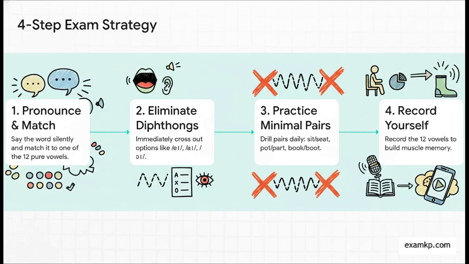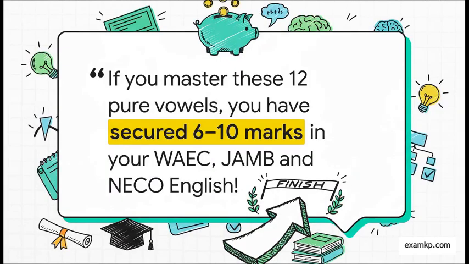3. Add home practice with minimal pairs, like sit and seat, to really sharpen your ear. And 4, and this one is key, record yourself. Hearing your own pronunciation is the absolute fastest way to build that muscle memory. So let's do a final review of the absolute core facts. Remember, there are just 12 pure vowels, 7 short, 5 long. Your secret weapon is recognizing that lazy schwa sound, and the number one trap you're going to avoid is mixing up the a and e sounds. You master these points and you are set for success.